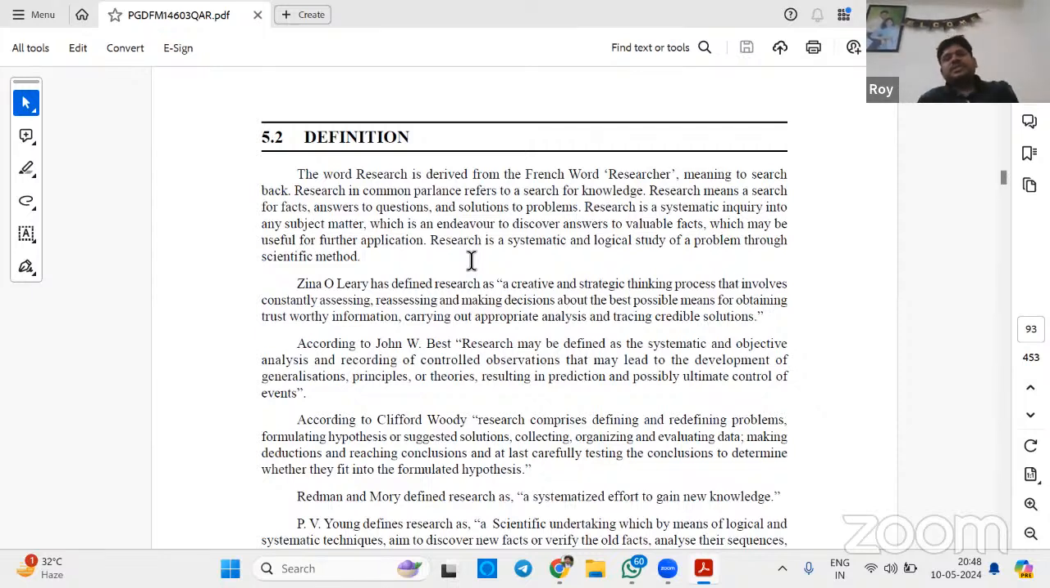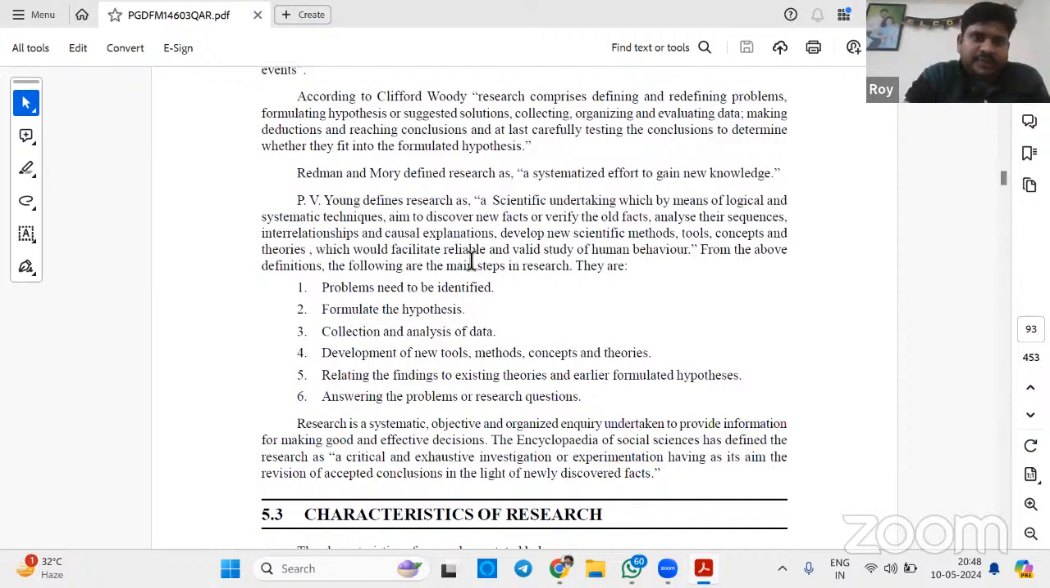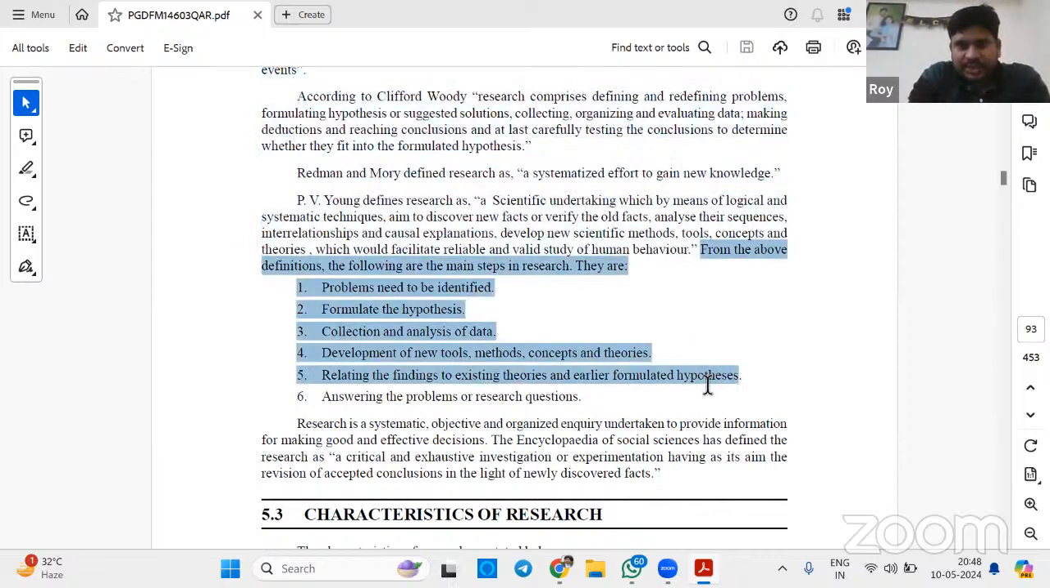John W. Best: research may be defined as the systematic and objective analysis and recording of controlled observation that may lead to the development of generalizations. So people have given different definitions; go through this. Very, very important. The steps, you need to learn by heart whenever I ask you, because these steps are, what should I say, your next units. You may not see the words directly.